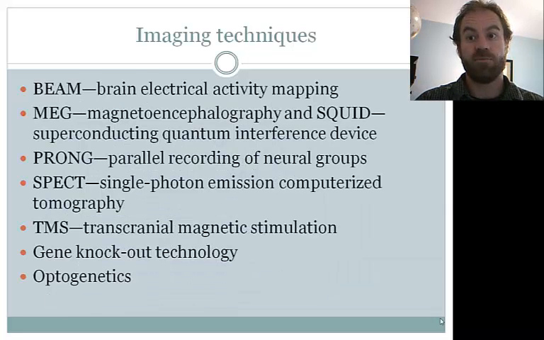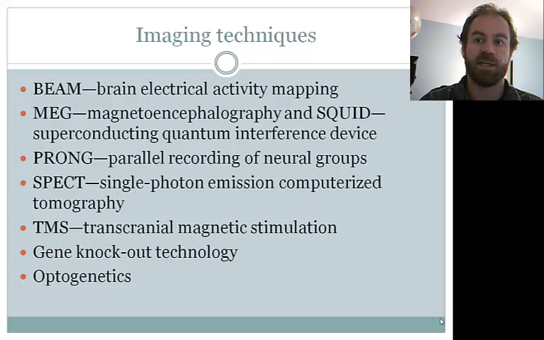So the advent of more and more powerful computers has allowed a breakthrough in brain imaging. Today there's multiple varieties of brain imaging techniques. BEAM systems utilize input from multiple EEGs to create a highly specific map of brain activity.